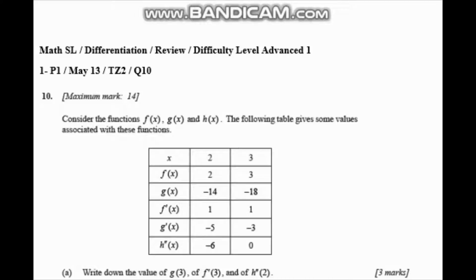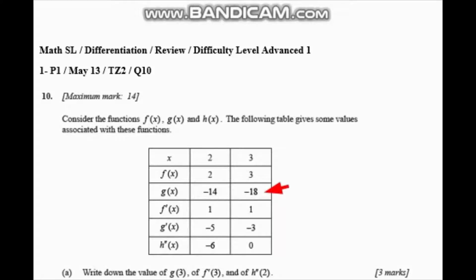So we are given a table of values for x equals 2 and x equals 3. We are given the values of f, g, f dash, g dash, and h double dash of x. Now, we are required to find g of 3. This is obviously the value of g of x when x equals 3. So this is negative 18.